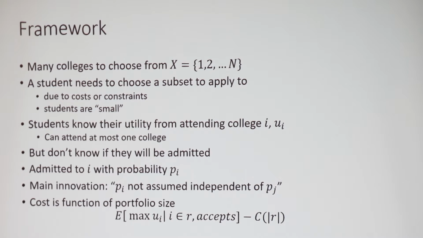So to summarize, the optimization problem I'm going to face as an applicant is to maximize the utility from the one school I can attend. I can't attend multiple schools. And it has to be that I apply to this school, and it has to be that this school accepted me, and there are application costs which depend on the number of schools you apply to.